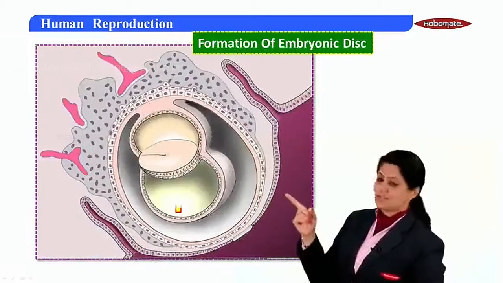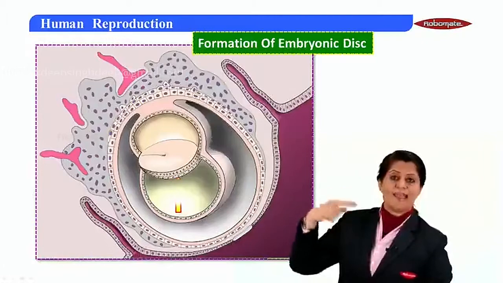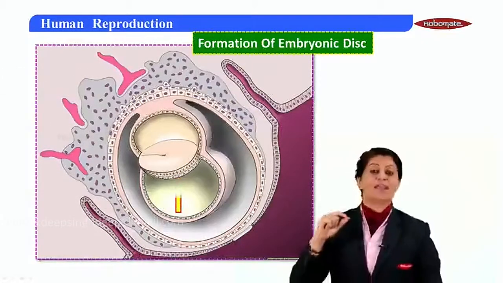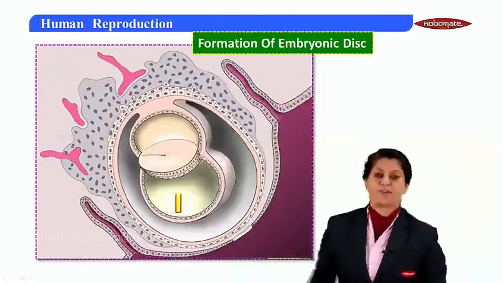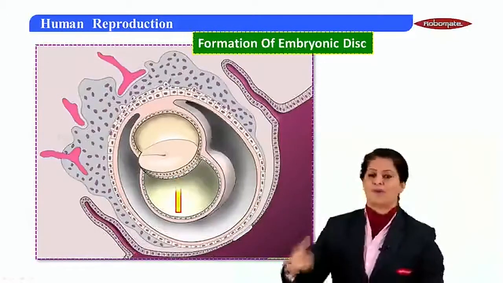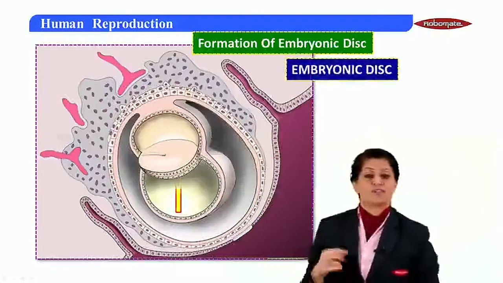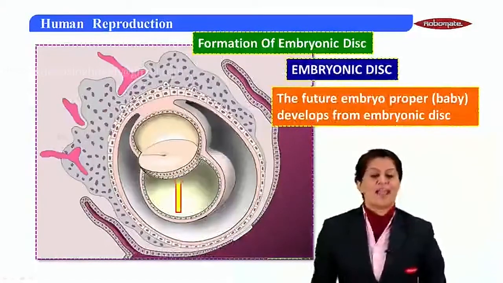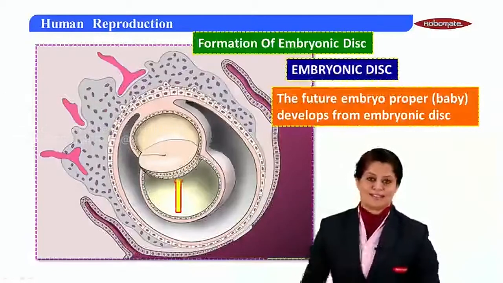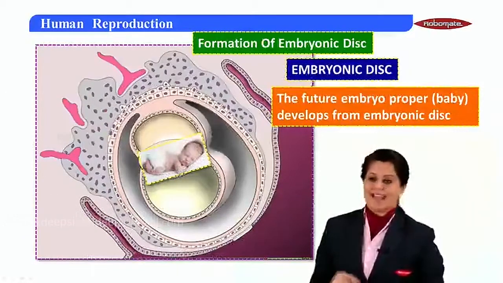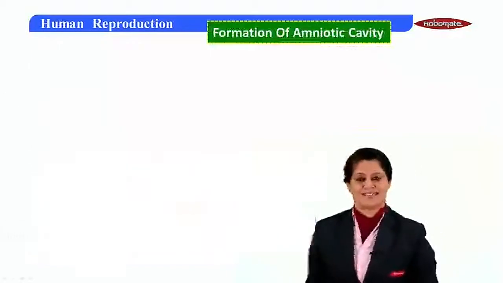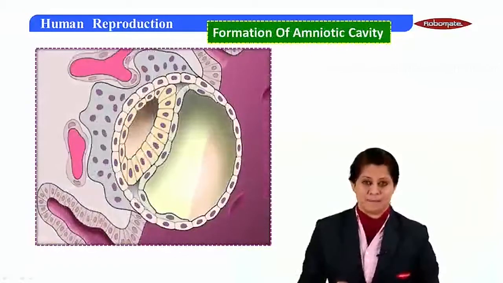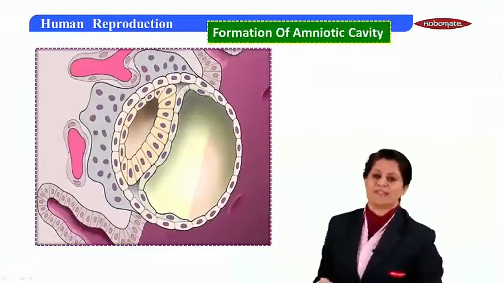This structure, students, is looking like a plate or a disc. This is called the embryonic disc. And why so? Because the entire future baby or the future embryo is going to be formed from this disc called the embryonic disc. Somewhat like this. Now formation of the amniotic cavity, a very important cavity, students.